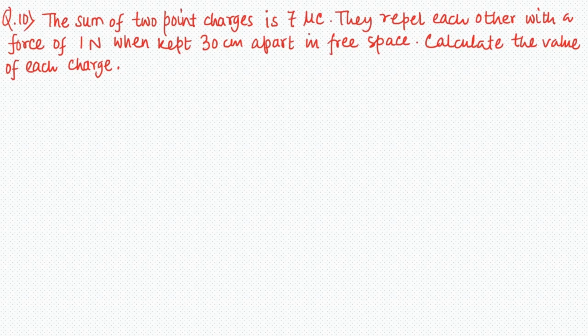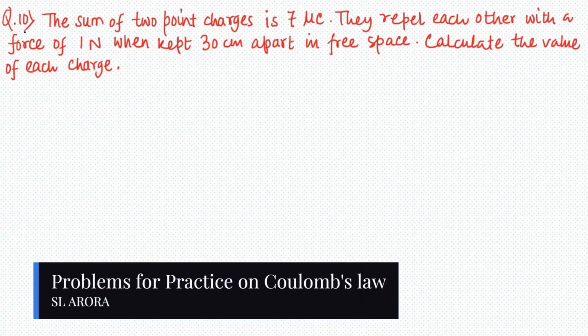Question number 10. The sum of 2-point charges is 7 microcoulomb. They repel each other with a force of 1 Newton when they are kept 30 centimeter apart in free space. Calculate the value of each charge. So first, let us assume that the two charges are Q1 and Q2.